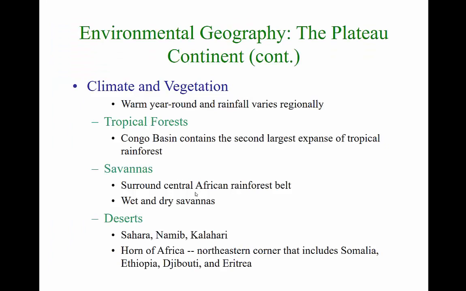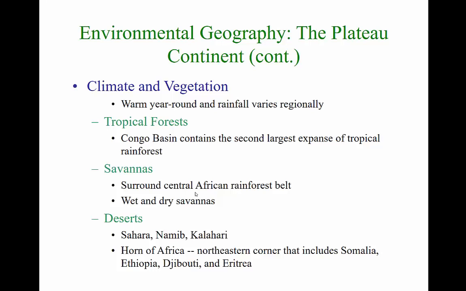In terms of climate, it's warm pretty much year-round. Rainfall varies regionally, obviously in the desert. The definition of a desert is that it's a region that receives little precipitation. But we've got the Congo Basin running through Democratic Republic of Congo, Republic of Congo. It's the second largest expanse of tropical rainforest behind the Amazon. We've got savannas. And you can see these are largely latitudinal zones.